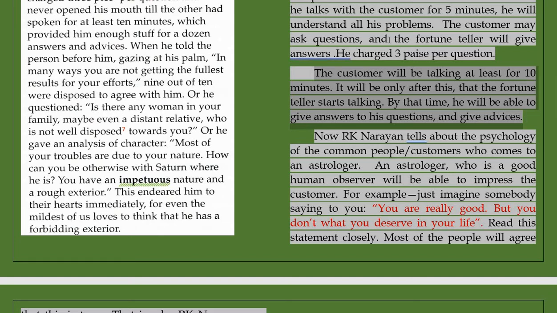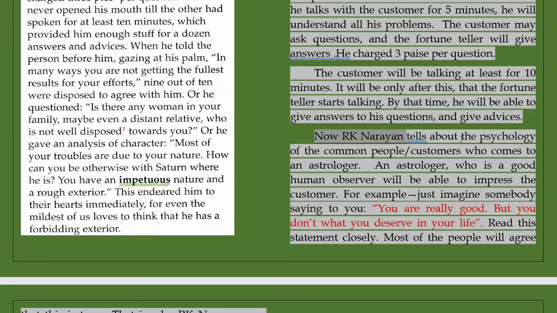So, the fortune teller will get some time to observe the personality of the customer. Customer will be talking for at least 10 minutes. And within this 10 minutes, the fortune teller will be grasping the personality, and he will be able to answer all questions and give some advices.